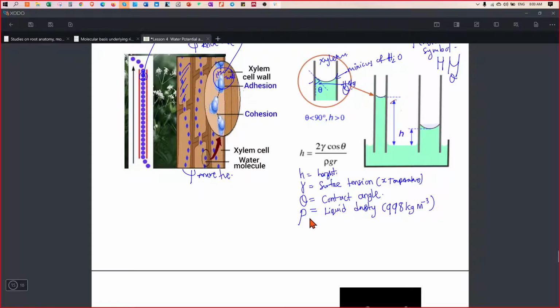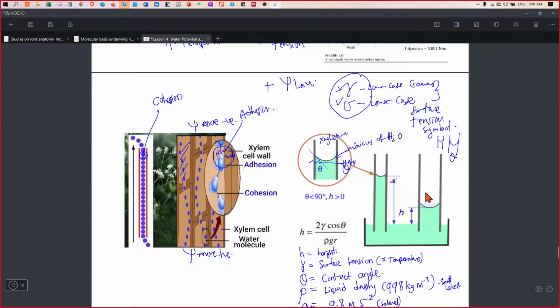Okay, and what else is here? This is G. G is the value of gravity, which is 9.8 meter per second squared, and this is the reading at sea level. And R, this is the radius of the capillary. Capillary of what?